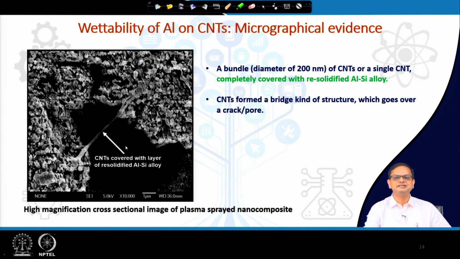However, our CNTs were in the range of 40 nanometers. That means it is a bundle of carbon nanotubes which has been nicely layered by solidified aluminum silicon molten alloy. Okay. So, that is the first instance of good wettability.